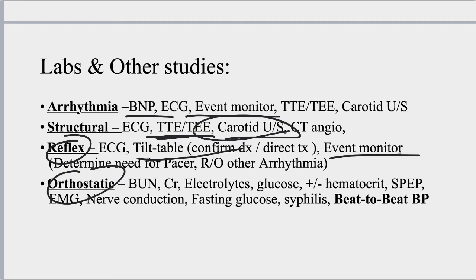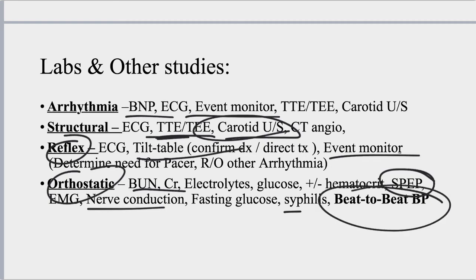Also, event monitors, if you're really not certain. Maybe there was some bradycardia and you need an event monitor. You can look also at lab findings. Was there any indication that the person was dehydrated? Also, is there evidence of some other feature that would cause dysautonomia? You can look at SPEP and ask, did they have multiple myeloma? Some places will do nerve conduction studies. It's not really recommended in the initial workup, but you can get cardio and neuro involved, and they can do those things as well. You can check for things like syphilis. Honestly, the bottom line for orthostasis is to do a beat-to-beat blood pressure monitor.